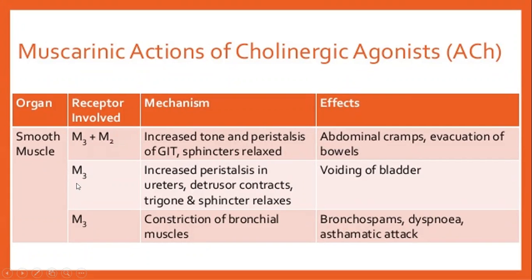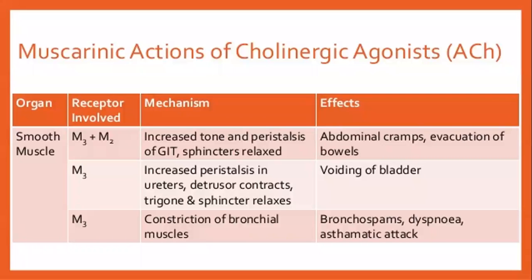Okay, and next one is M3. M3 receptors are also present in the urinary bladder and ureters. Then finally the effect is voiding of the bladder. So first of all, what is voiding? The lower urinary tract consists of two phases of activity. So the first phase is the storage phase.